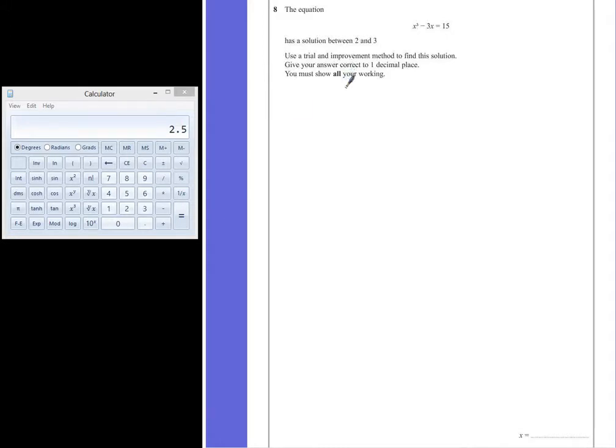If we are using trial and error, we're going to be attempting to put different values of x into the equation to see if we can find the one which is closest to 15. A way to organise this is to draw a table where our first column is going to be the value of x that we are going to try. The next column will be the answer that we get for our calculation, and then we're going to just keep a note of if our answer is too high or too low.